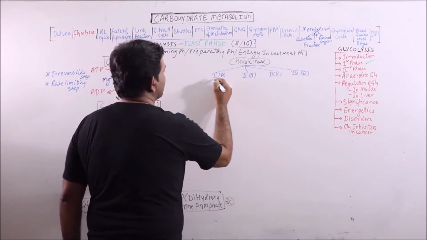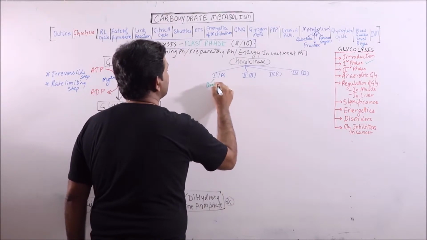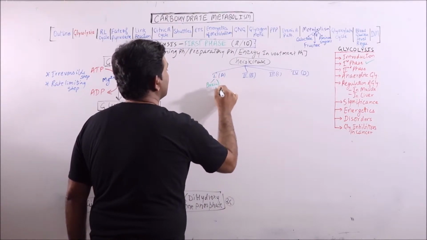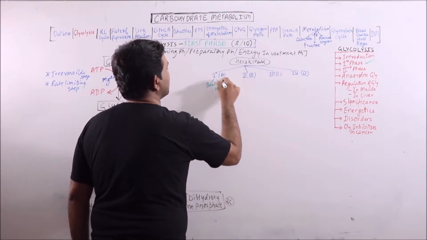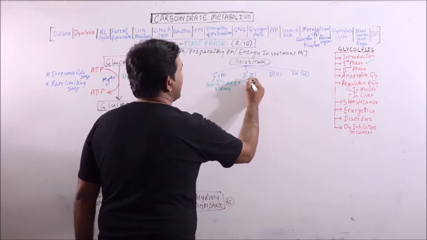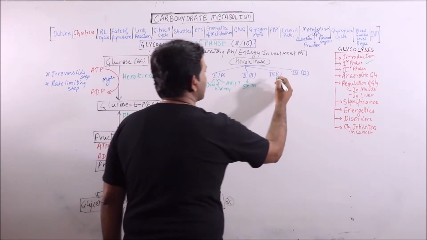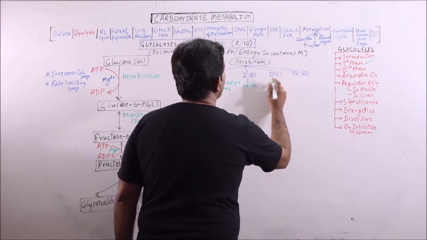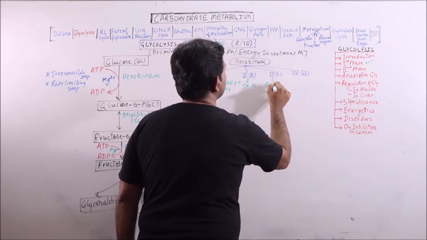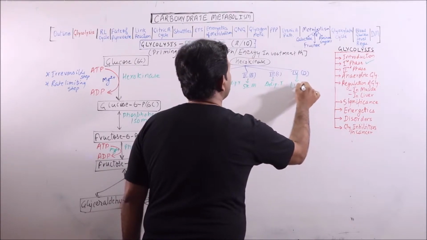Hexokinase 1 is found in brain, kidney and adipose tissue. Hexokinase 2 is found in skeletal muscles. Hexokinase 3 is found in adipose tissue. And hexokinase 4 is found in liver.